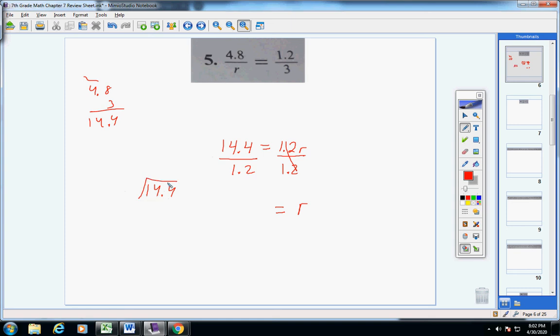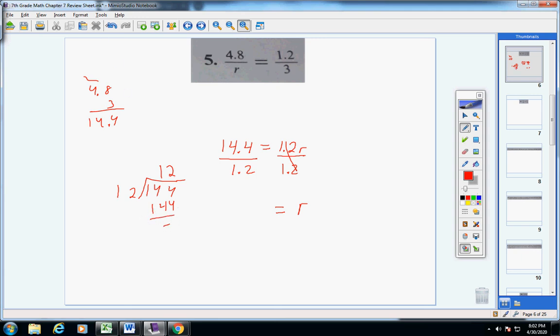14.4 divided by 1.2. Now, guys, remember you never want to divide with a decimal out here. So we're going to take this decimal and move it here so it's gone. But if we move that one place, we got to move this one place so it's also gone. And guys, it's pretty simple. We all know that 12 times 12 is 144. So 12 goes into 144 12 times.